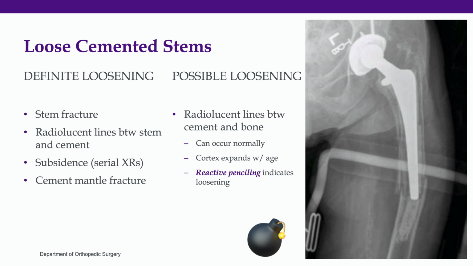It's important to acknowledge that radiolucency between the cement and the bone can occur normally. It's possible the cement never got all the way to the cortex. As the cortex expands with age, you'll see increasing lucency. The difference between these normal lucencies and the radiolucent lines that are concerning for loosening is the fact that the lucency is narrow and it's surrounded by reactive penciling. By that I mean a narrow zone of radiodensity, which indicates the bone is responding to the motion of the cement mantle inside the bone and forming a sort of corticated wall around the loose implant.